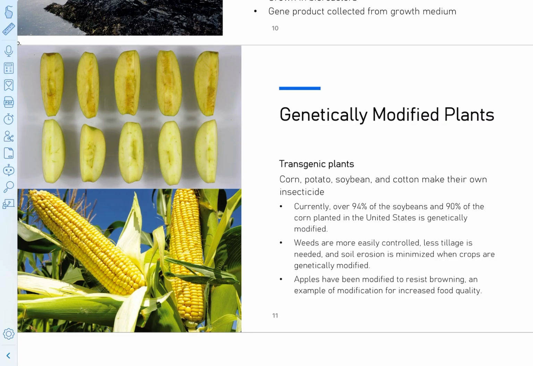There have also been modifications aimed at really improving the quality of food. So for example, we have certain apple varieties that have been genetically engineered to help resist browning, increasing their shelf life and also reducing food waste. So overall, genetically modified plants have contributed to more sustainable farming practices. We've also been able to lower pesticide use and increase global food security.